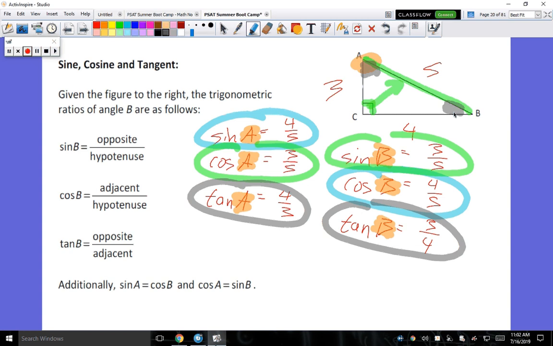Okay, you can't do SOHCAHTOA from the 90 degrees. Okay, your body will never be there. Okay? All right.